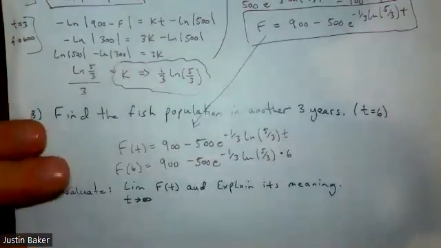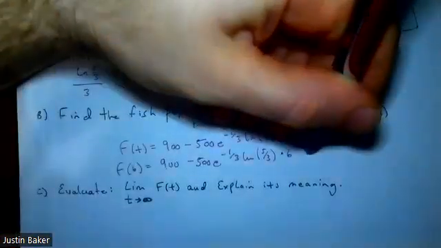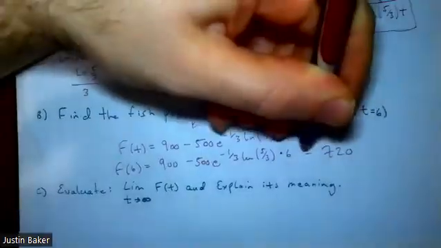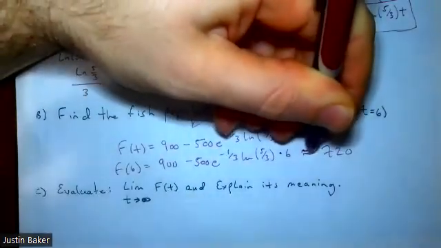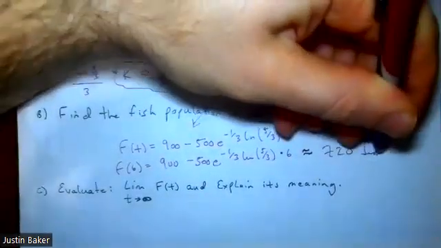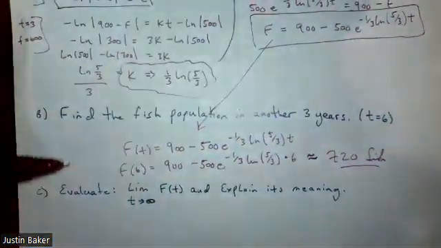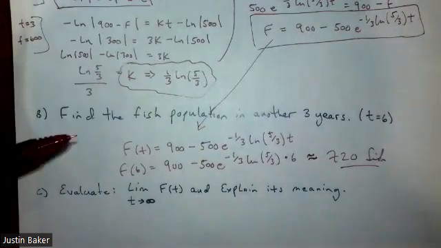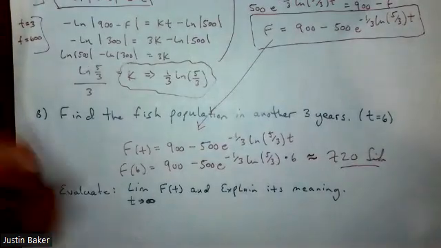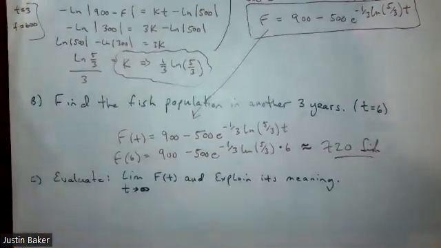I will save you guys some time. I've already done this, so that would work out to approximately 720 fish. So that's pretty simple. That's just recognizing what your formula meant that you solved for up above and then plugging in a 6. Any questions there?